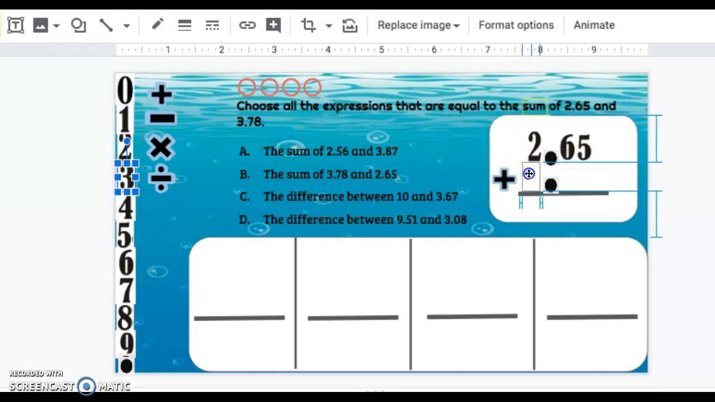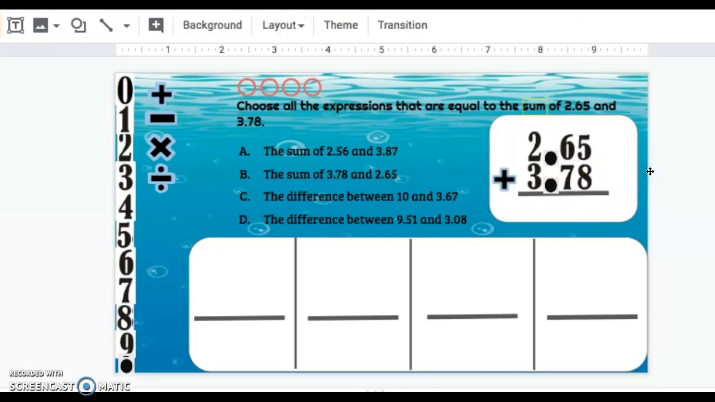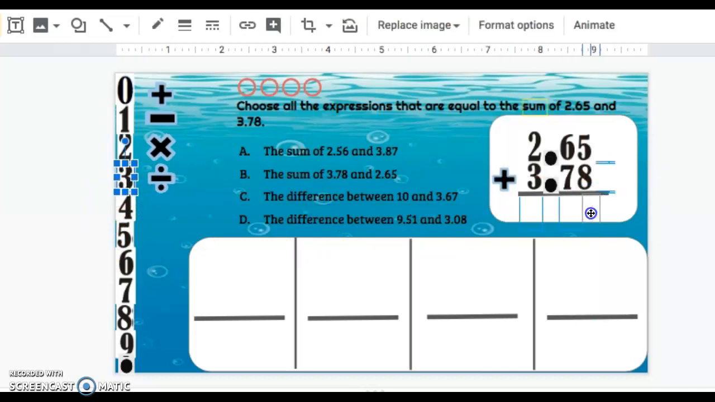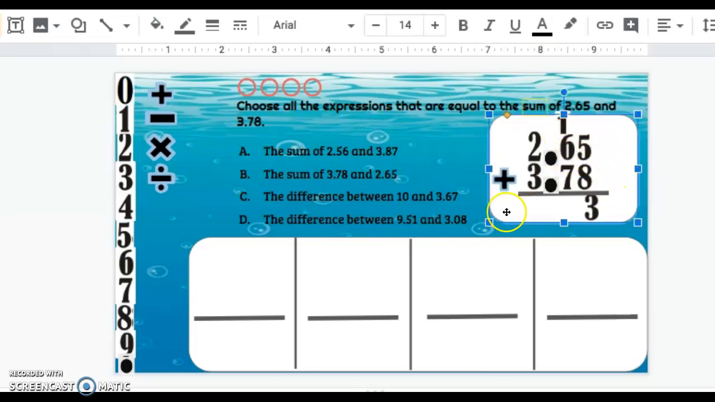So the 3 is in the 1 spot. And then we're going to put the 7 and 8 behind the decimal point in their place values. So the 7's in the tenths. And then the 8 is in the hundredths. Okay, so now I'm going to begin to add 8 plus 5. 8 plus 5 is 13. So I'm going to put my 3. And then I'm going to bring up my 1. So I have 1 plus 6 is 7. 7 plus 7 is 14.